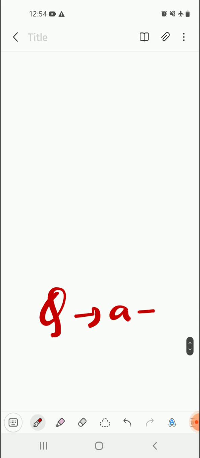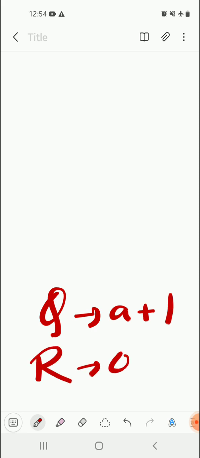So we're going to write it here. Quotient is a plus 1. Remainder is 0.